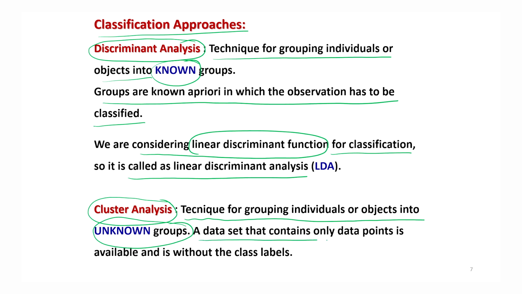So a data set that contains only data points is available, without class labels, that is, we don't know whether this observation belongs to mathematics or biology. There can be more students also with different backgrounds. For example, if we have a big population of students from mathematics, biology, commerce, humanities, etc., then we have no idea whether there are these four categories of students or only three. We even don't know that. So under those situations, we go for cluster analysis. But we will take up this topic in more detail later on.